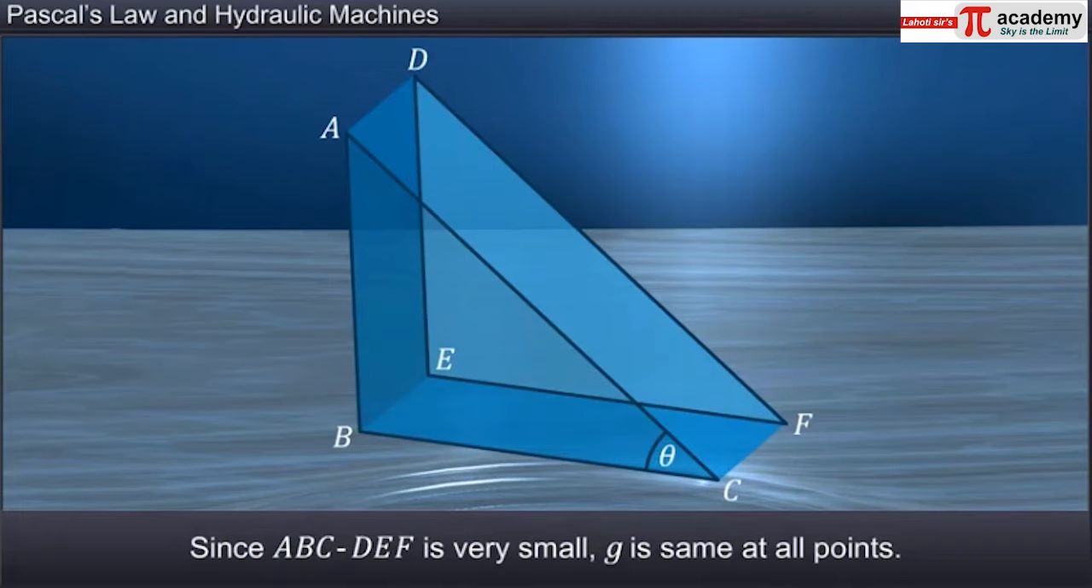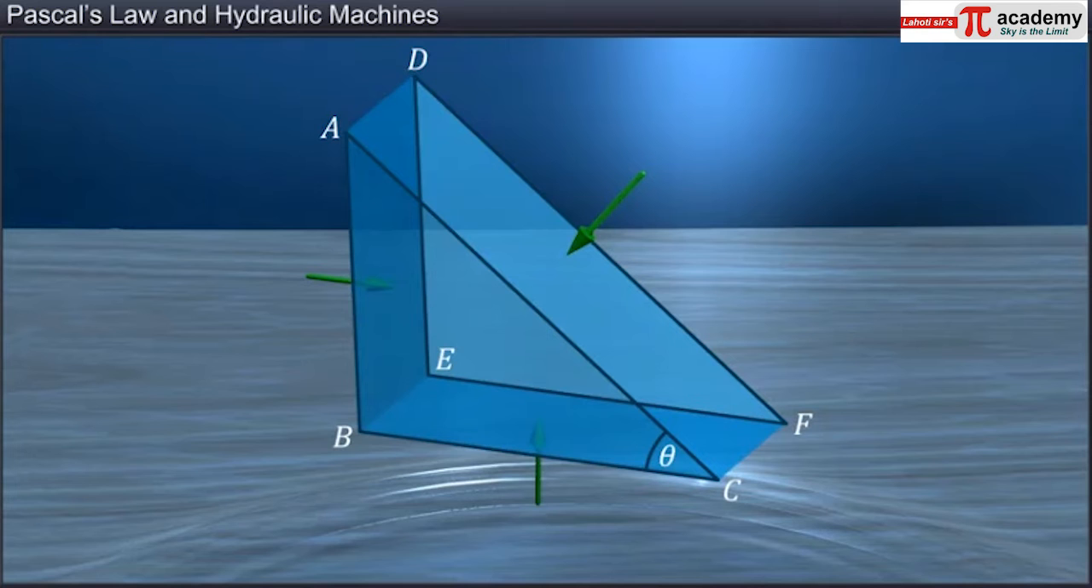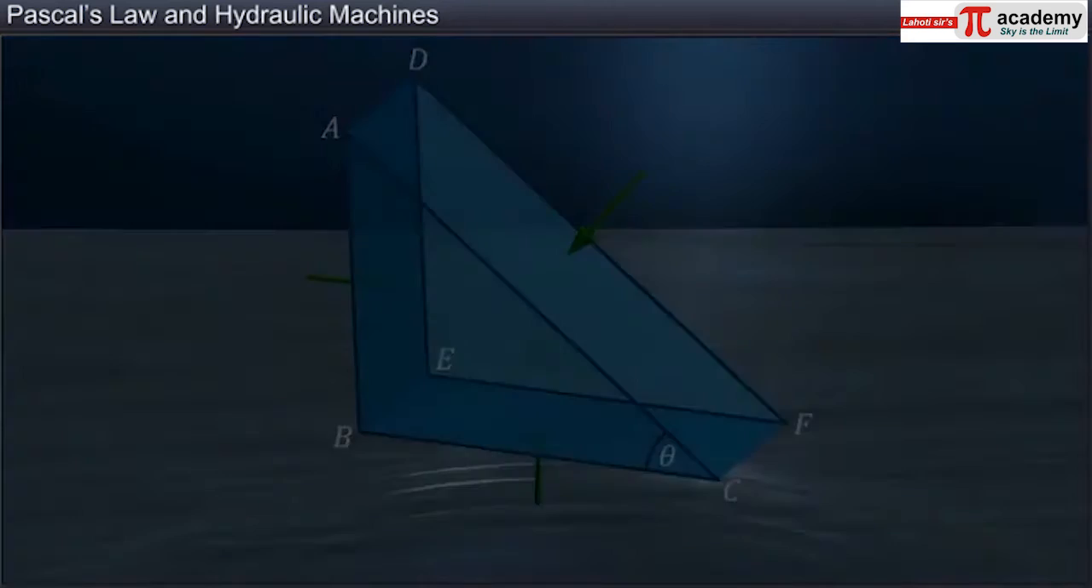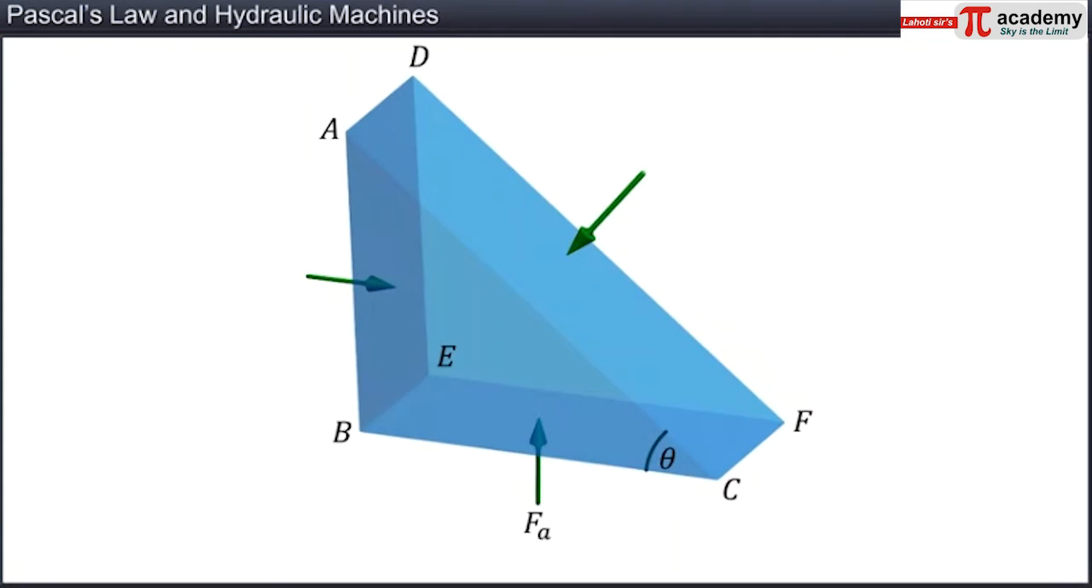As the element is very small, every part of it is considered at the same depth, and hence the effect of gravity is the same at all points of the fluid element. We know that the force exerted by the rest of the fluid on the element is normal to the surface. Let FA, FB and FC be the normal forces acting on the three rectangular surfaces of the prismatic element.